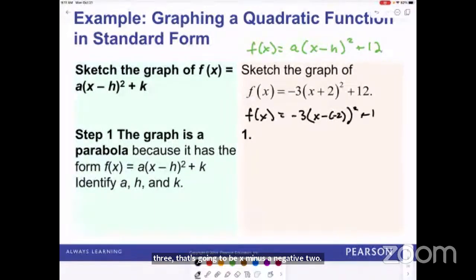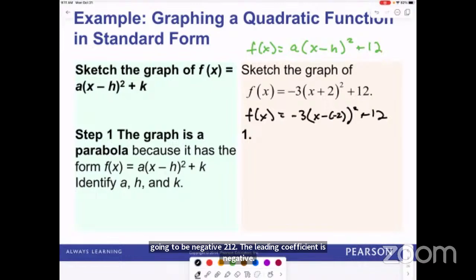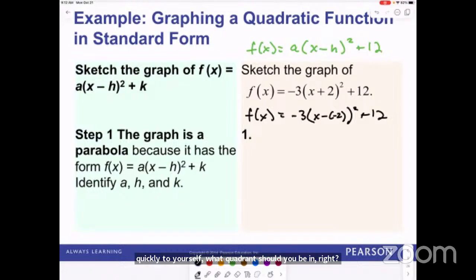Okay. So that now we have the coordinates of our vertex. It's going to be -2, 12. The leading coefficient is negative. So the parabola opens downward. I'm just going to do a rough sketch. So if the vertex is -2, 12, just quickly to yourself, what quadrant should we be in, right? If the vertex is -2, 12, we should be in quadrant what? 2. And the parabola should open downward. So that's just giving me a sense of how to prepare my graph. So I'm going to focus on quadrant 2.